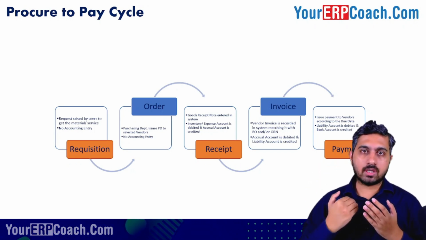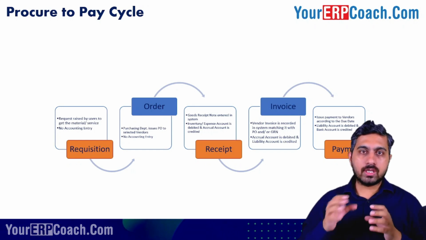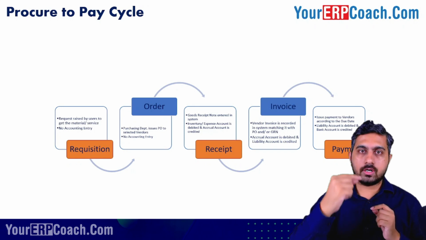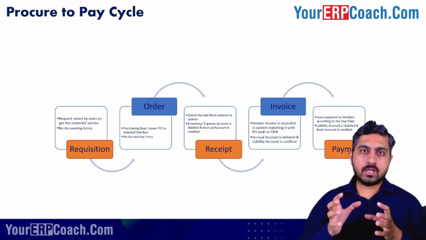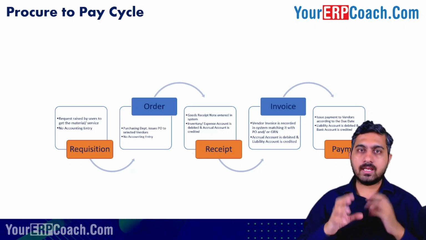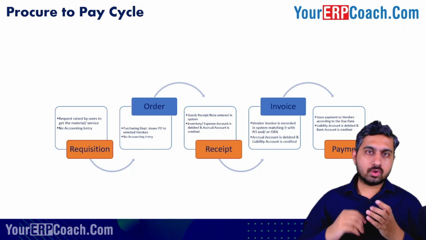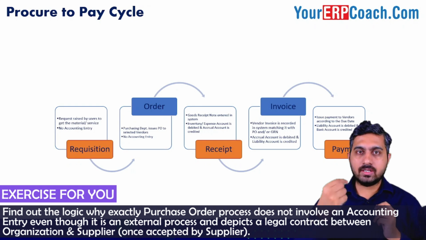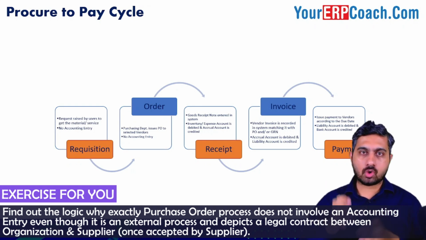for receiving the goods. Now, even though there is an external party, which is the supplier, involved in this purchase ordering process, this process still does not attract any accounting. Now, why is it so? It is an interesting question, and you can go out and find out why exactly there is no accounting in the purchase order process.